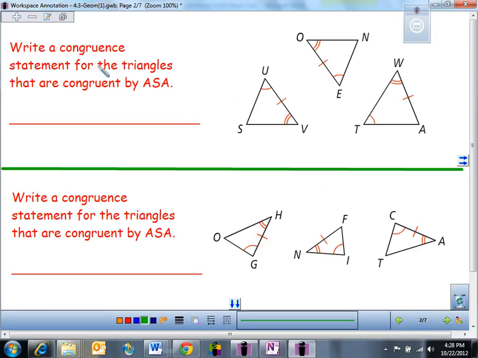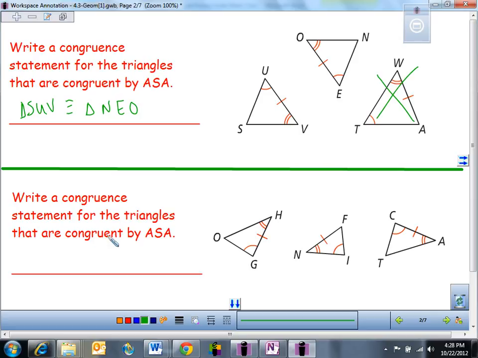So write a congruent statement for these triangles that are congruent by ASA. So we're looking for angle, side, angle, angle, side, angle. And then see how this is not included, so this is not going to work. So I'm going to start out with triangle SUV. So I started with 0, 1, 2 markings, so then 0, 1, 2 markings. So triangle SUV is congruent to triangle NEO.